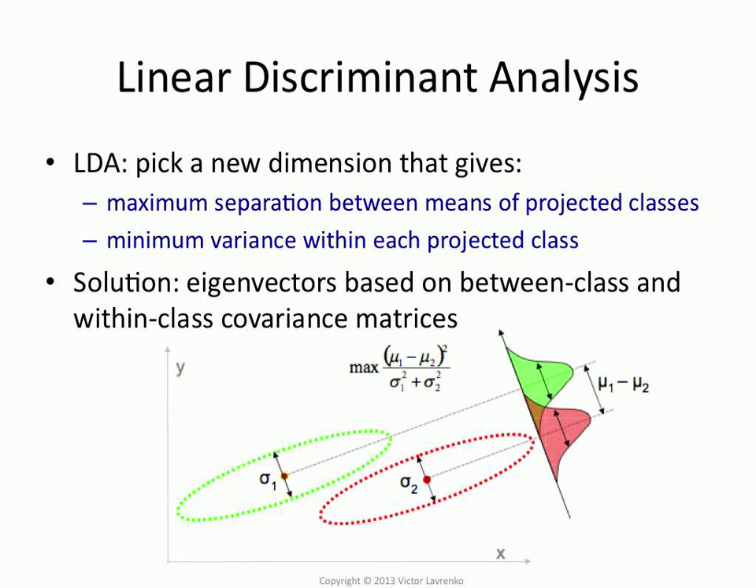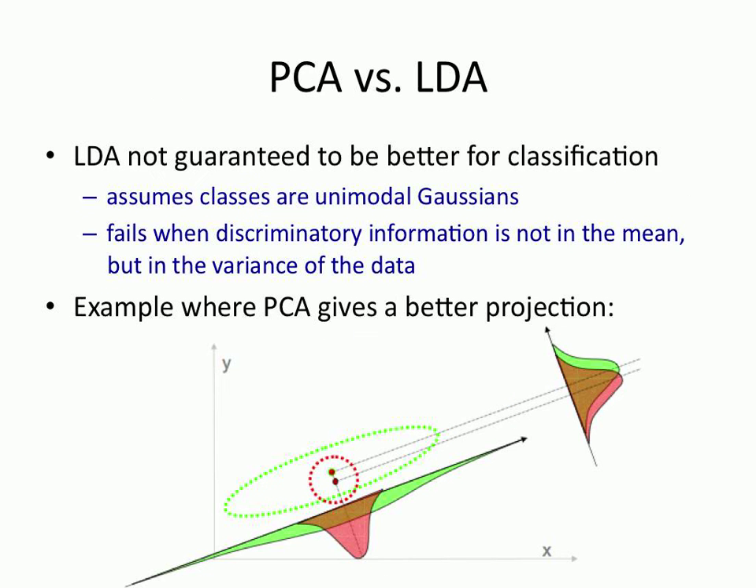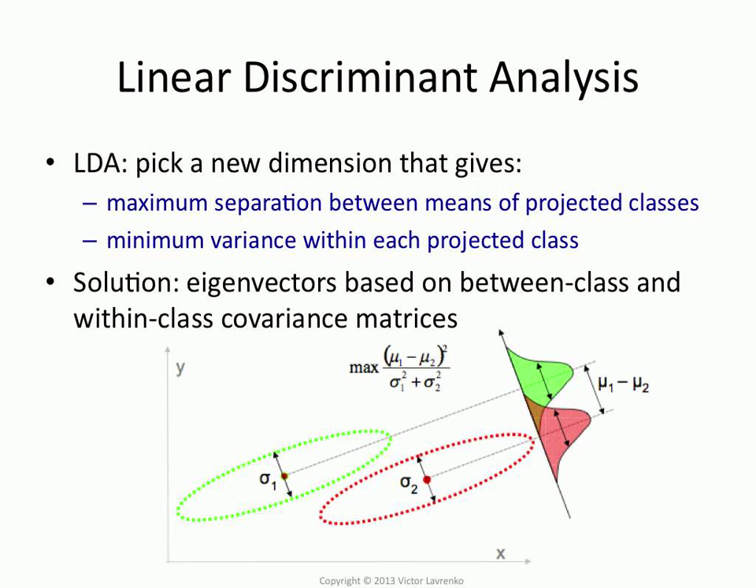So it assumes that the data is Gaussian, and it assumes that you have a simple boundary between the data points. So you could always come up with counterexamples, right? This is not bulletproof. You can come up with distributions of data where LDA is going to give a bad projection and PCA will actually give a better projection.